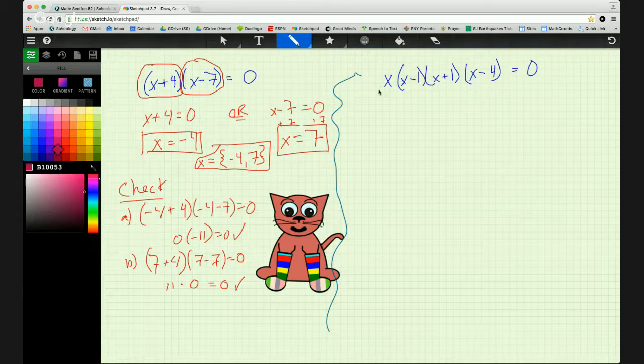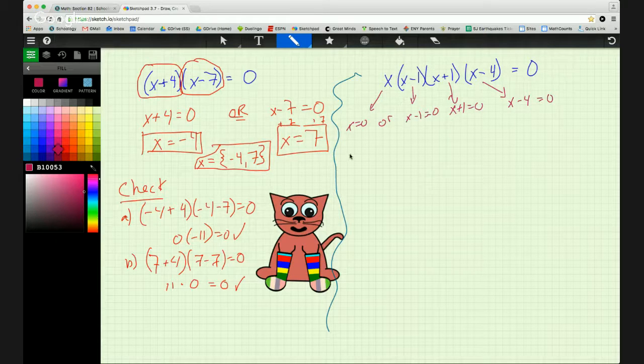So as long as any one of these 4 things is 0, or x minus 1 equals 0, or x plus 1 equals 0, or x minus 4 equals 0. Any of these things being true will make this whole thing true. If x plus 1 is 0, let's just pretend that that was 0. Well, anything times 0 times anything is going to be 0.